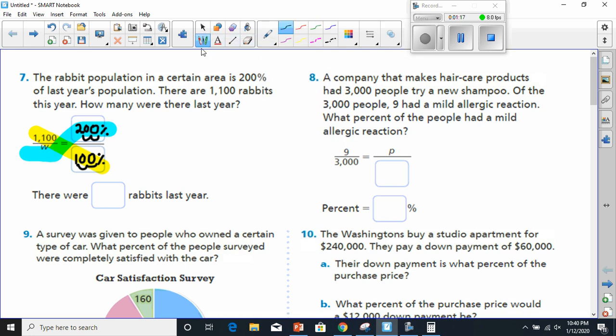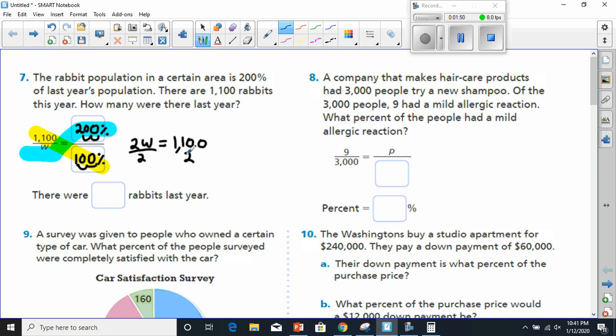So if I were to go ahead and solve this one, I would say 2 times W has to equal 1,100 times 1. This is pretty easy. Anything times 1 is itself, so I'm just going to erase this off. There's no use in even having it there. But now I know I have to get 2 away from W, so I will divide 2 away.